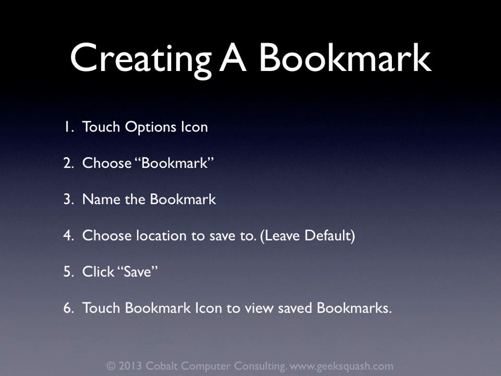So let's say you come to a website and you want to remember it and you don't want to have to find it again tomorrow. You want to always remember where it's at, so it's just one click and you're there. If you touch the curved arrow icon, which I'm going to call the options icon, once you get to the page you want to save, you'll see an option to click bookmark. When you click bookmark, it's going to allow you to name the bookmark. For the most part, it's already going to have a name in there. I would just leave it alone and just click save, and now it's saved to your bookmarks.